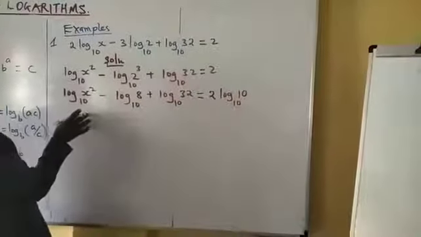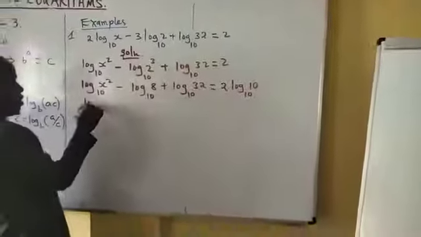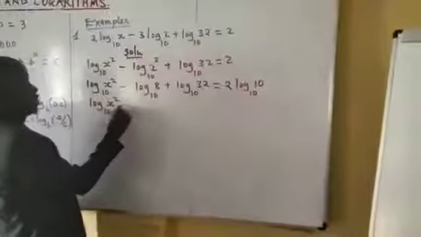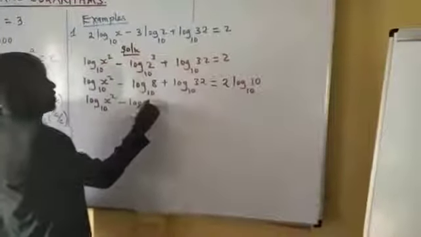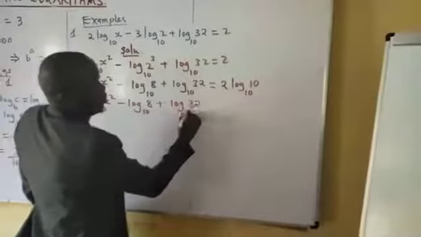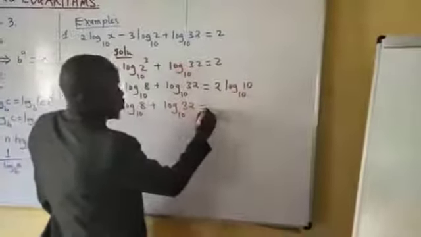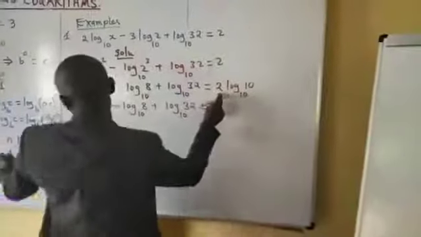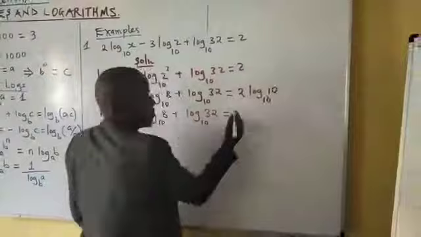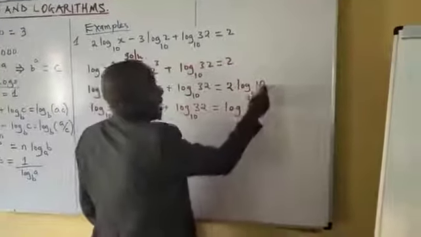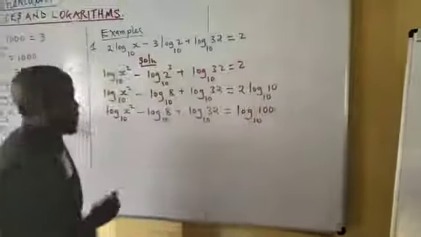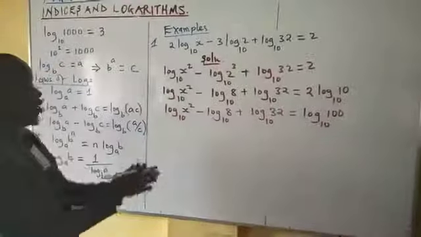Now the next step, we will have log of x squared to base 10 minus the log of 8 to base 10 plus the log of 32 to base 10 is equal to, again we apply law number 4, whereby we change the number here to the power of 10. And this becomes log of 10 power 2, which is 100, base 10.